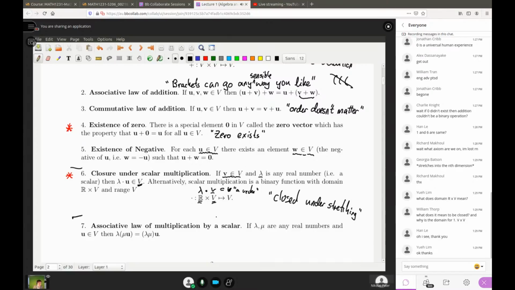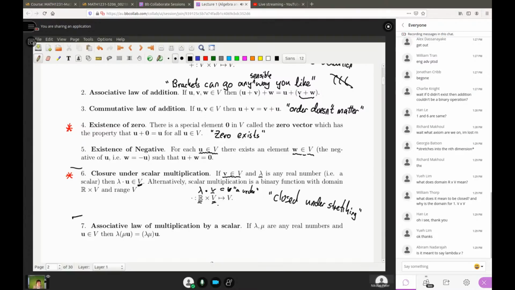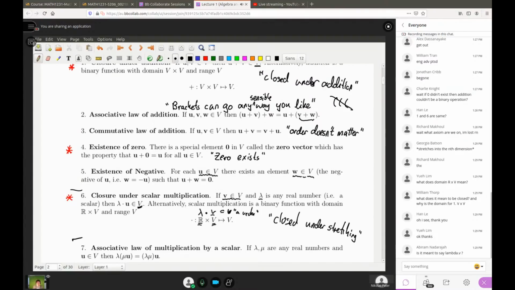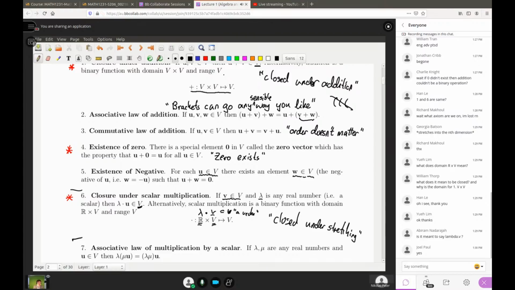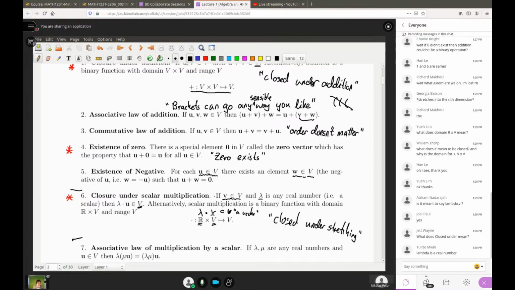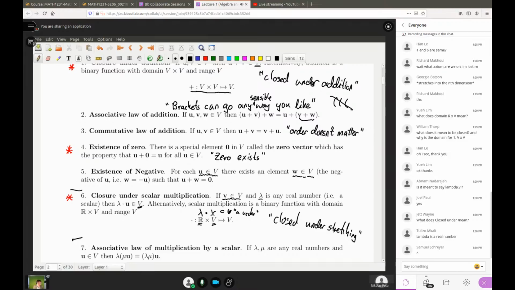That's a kind of shout out to all the people who are doing things like functional programming. They would see binary operations defined in this way. All you need to know is that when you add things, you're adding two things of the same type, producing something of that type. And for scalar multiplication, this thing called dot, you take a real number and a vector, and you produce something of the same type as the vector.